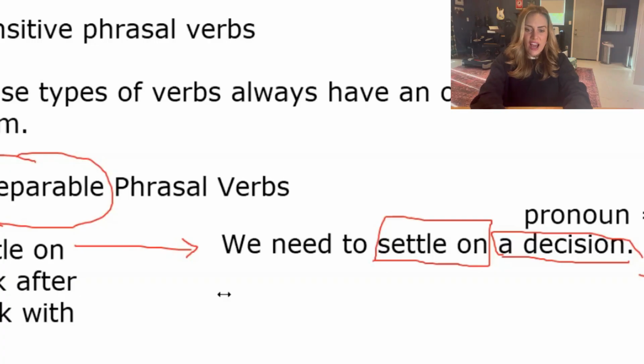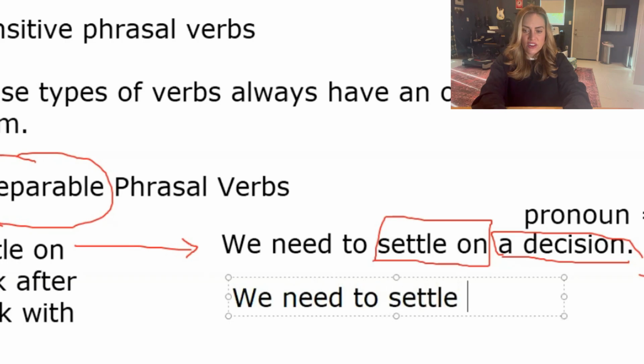I can't do that. Why? Because it is inseparable, okay? So in this case, if I want to use a pronoun as the object, I have to say we need to settle on it, okay? And that sounds totally fine to me.